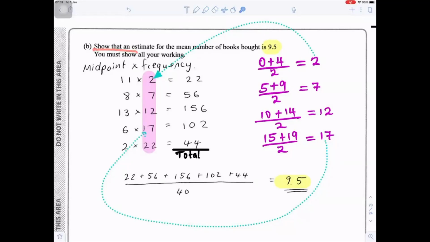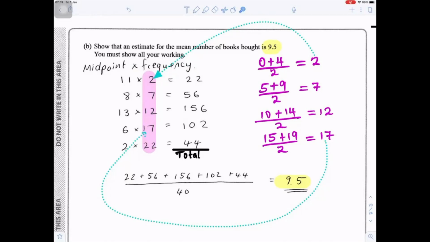Show that an estimate for the mean number of books bought is 9.5. You must show all your working. So we want an estimate and mean. Because it's an estimate, we choose a number in the middle, midpoint, a number in the middle, and then we multiply that by the frequency. So it would be a number in the middle.